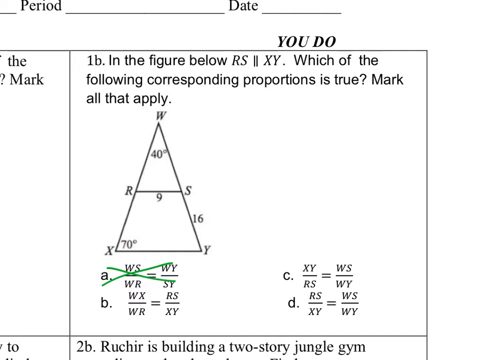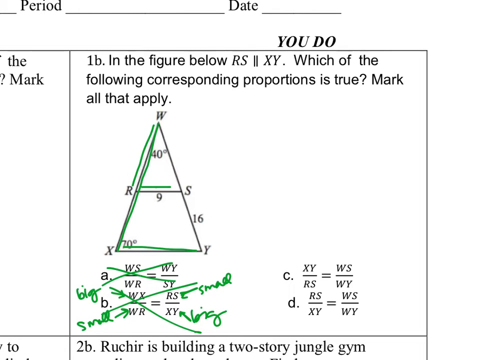B, we're going to look at WX over WR, so big over small, equals RS over XY. Okay, so think about the order in this one. We went big over WR is small. RS, though, is small over big. Okay, in order for this proportion to work, one of these orders would need to be flipped. So B does not work either. Okay, erase this.